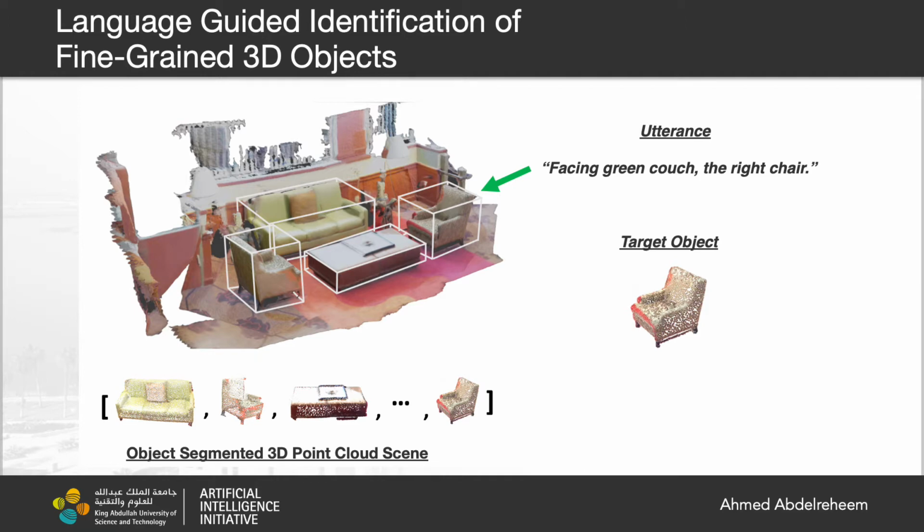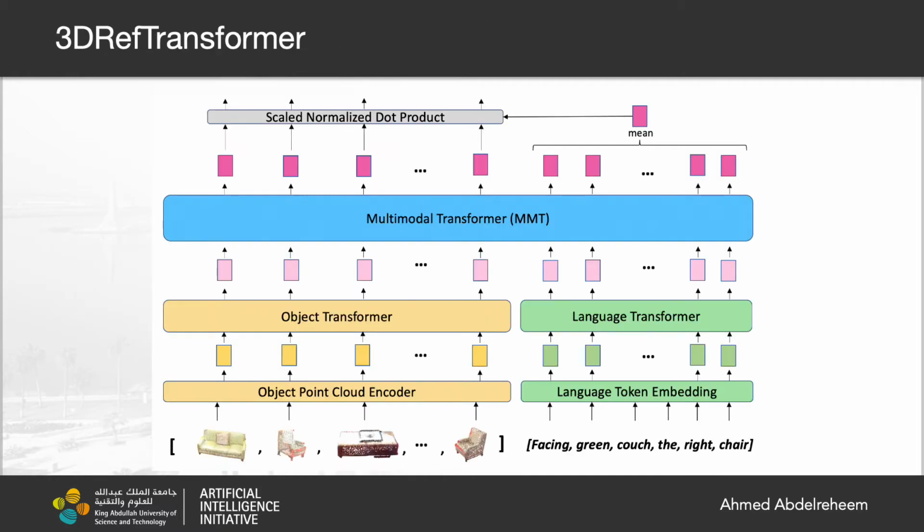The input is an object segmented point cloud 3D scene and a textual query, which we call an utterance, and the output should be the target object described by this utterance.